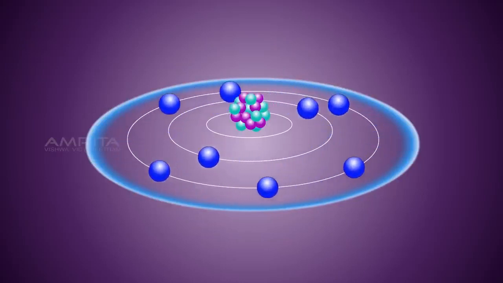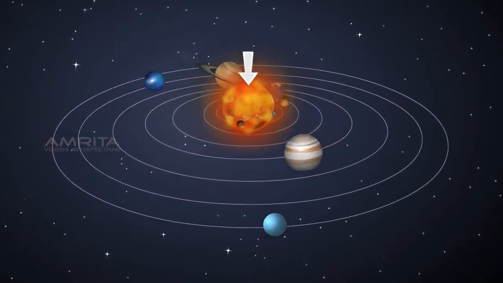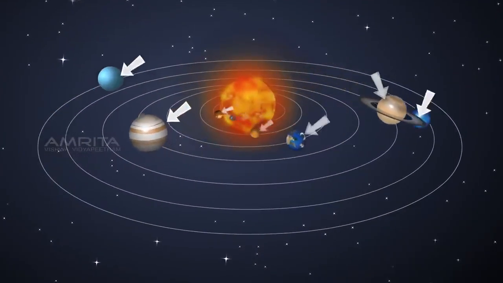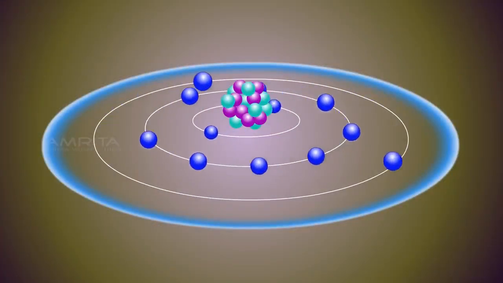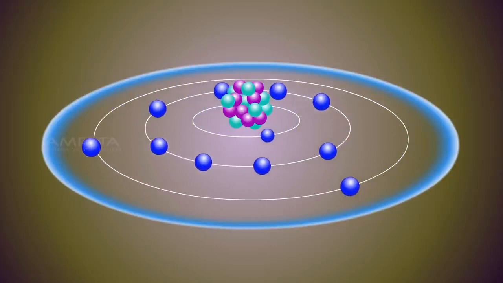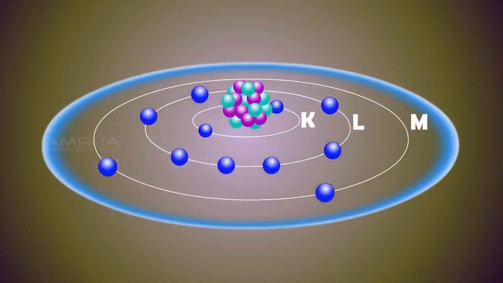The atom has been compared to the solar system. In an atom, the nucleus is the sun and the electrons are the planets. Just like planets in the solar system, each electron revolves around the nucleus in its own different orbit. The orbits or shells are represented by the letters K, L, M, etc.